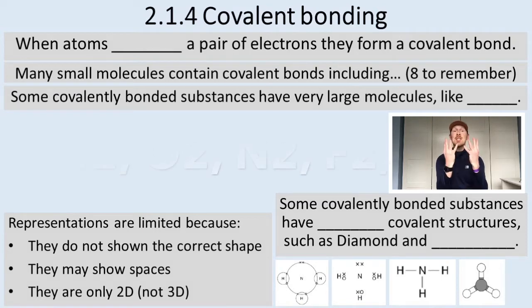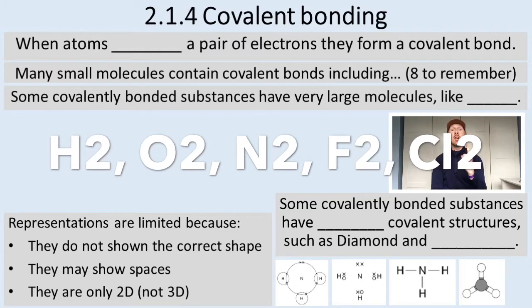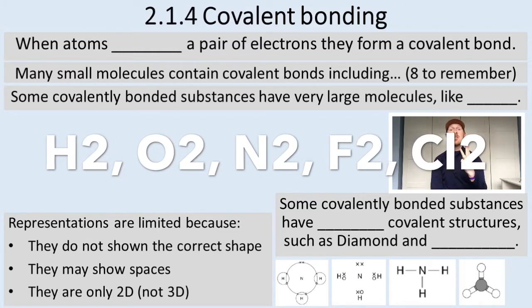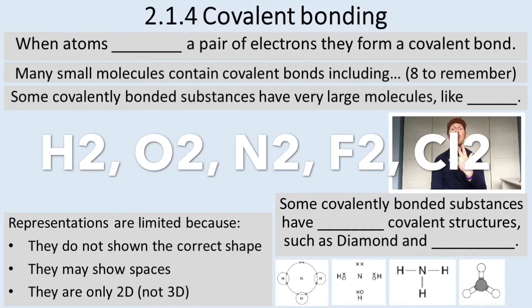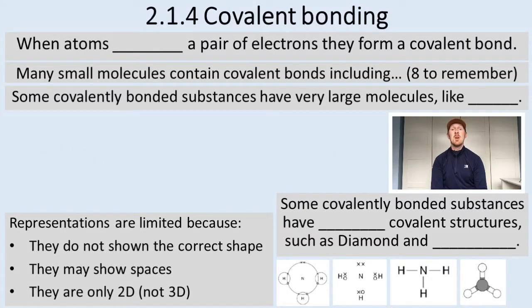And there's 8 you need to remember. There's some that are atoms, so like hydrogen, oxygen, nitrogen, fluorine, chlorine. They are simple diatomic molecules where you've got H2, O2, Cl2, F2, N2. Simple diatomic molecules. Then you've got some where hydrogen is bonded to another substance.